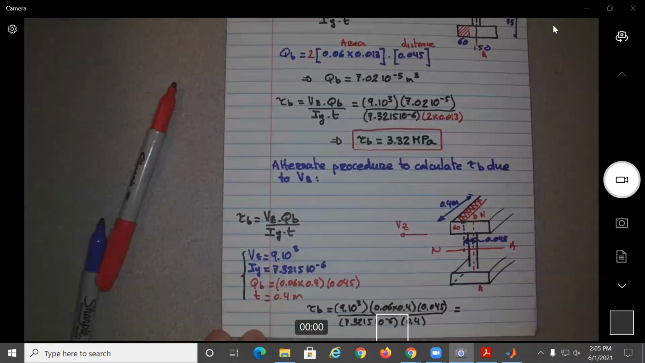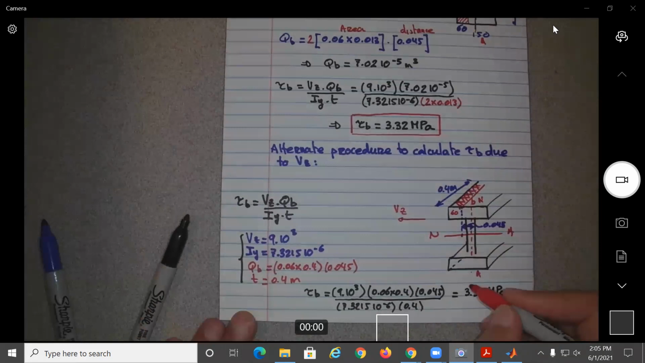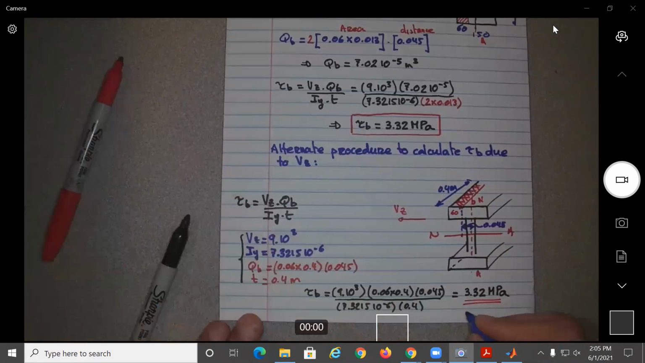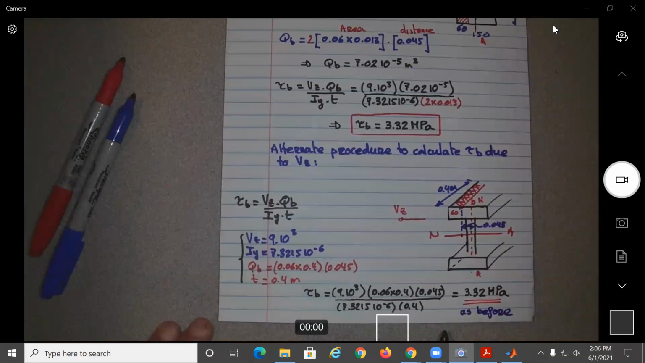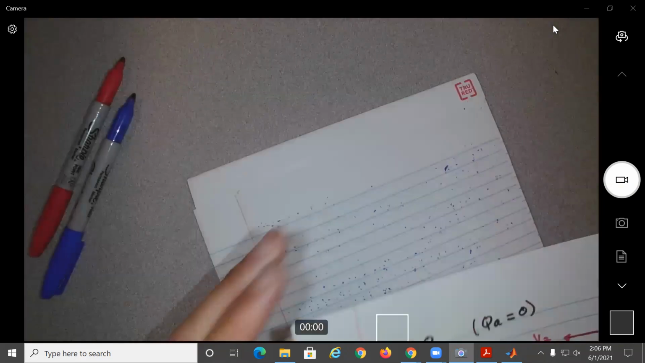If we didn't do anything wrong, we should get exactly the same value. Can somebody go and check, please? So we should get 3.32, something like that, 10 to the 6. All right, as before. Okay, so why is this happening? Why can you calculate for one or the other?